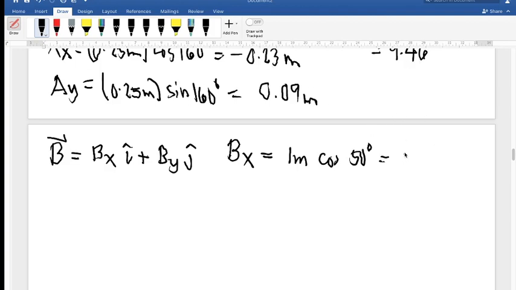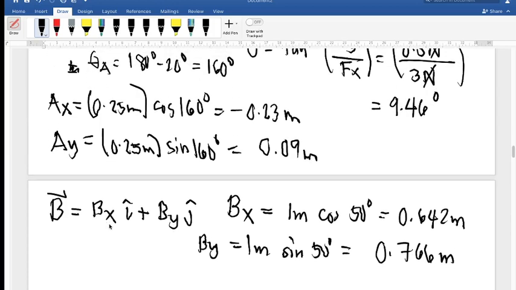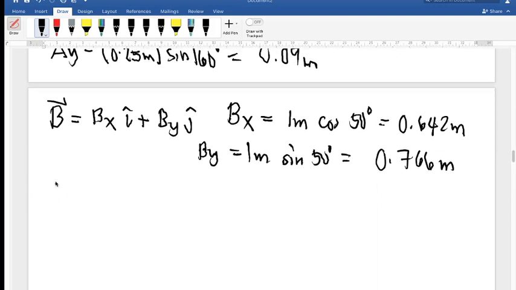0.642 meters. And then your by is equal to cosine of... sine of 1 meter sine of 50 degrees. That is equal to 0.766 meters. Okay, so then we can now express our a and b using unit vectors.